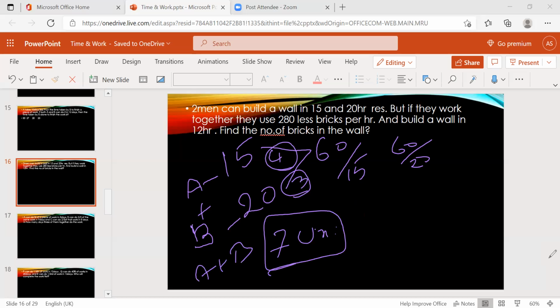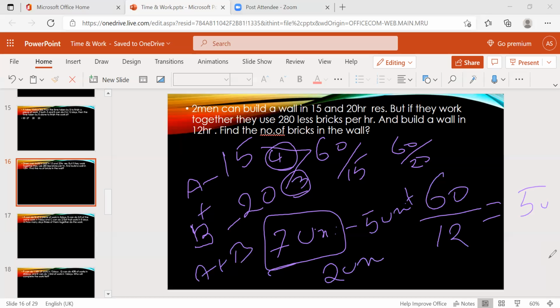But they said they'll use 280 less bricks. That means they will do less work. Okay. And then see, 60 by what they given? 12 hours. It's nothing but 5 units, right? So actually they have to do 7 units of work, but they're doing only 5 units of the work. That means they are doing less work. So what's the difference here? 2 units.